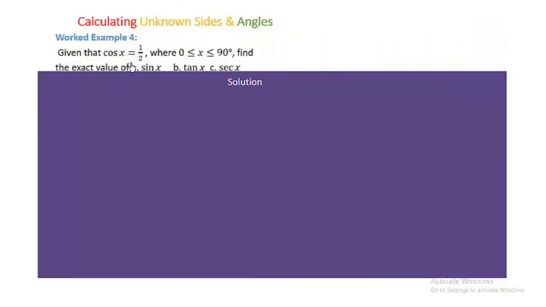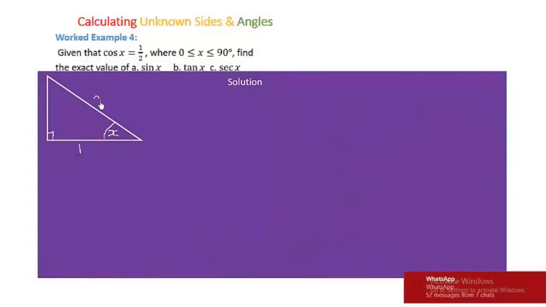We're given cos x equal to 1 over 2, where x is an acute angle, and we are asked to find the value of sin x, tan x, and sec x. To solve this kind of question, we need to illustrate the ratio on a right angle triangle. So this is a right angle triangle. Now we identify the acute angle. Let's say this is x. Someone can place it here to get the same result. So if this is x, then our adjacent side is 1, the hypotenuse is 2.